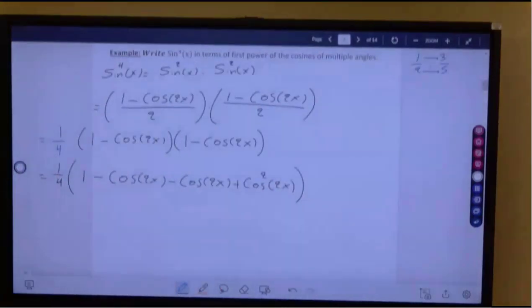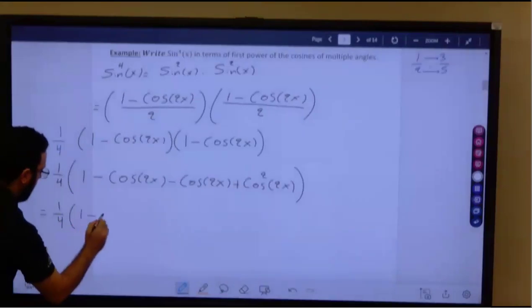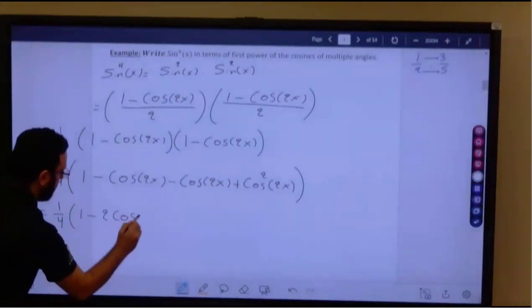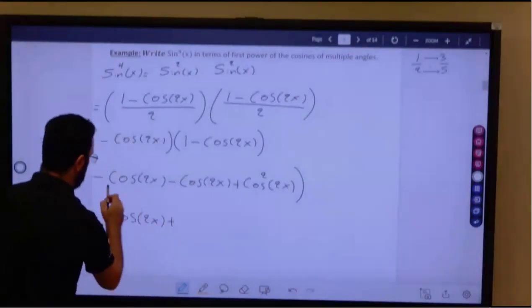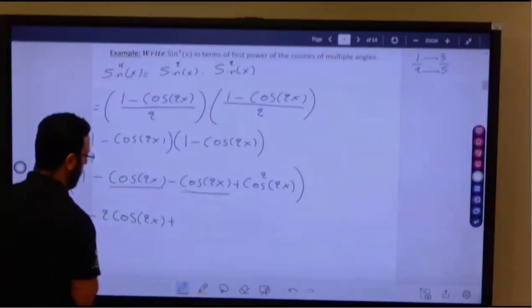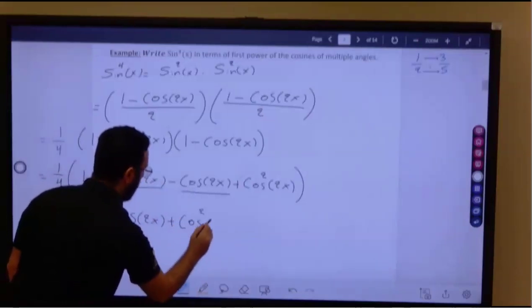Next step, we're going to combine the like terms. So 1 over 4, and here it's going to be 1 minus 2 cosine 2x, because this term is exactly the same thing as this one, we're just going to combine these together. Plus cosine squared 2x.